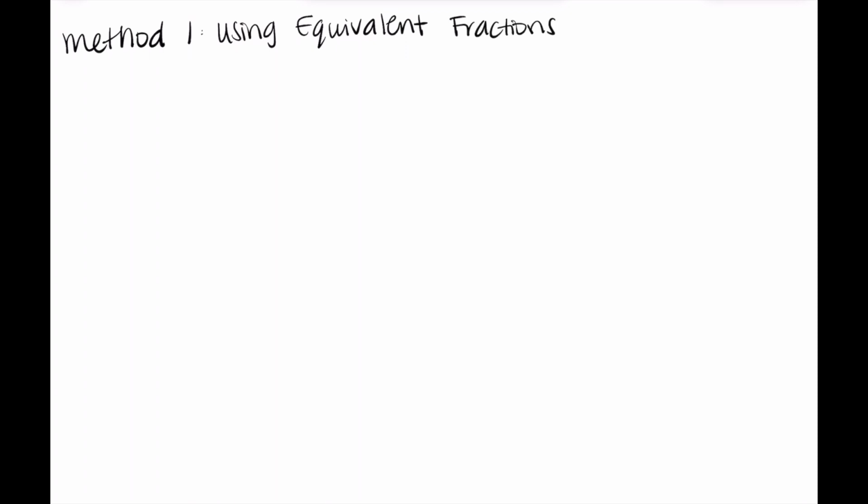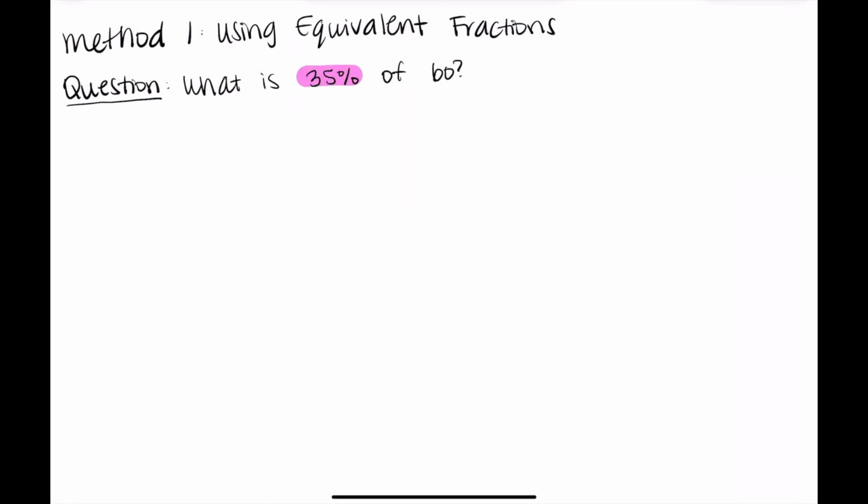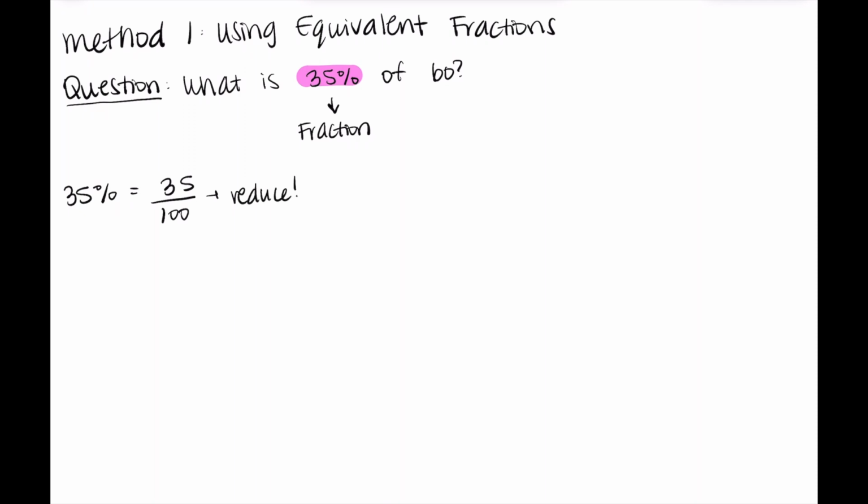As we've said, method one is using equivalent fractions. And the question we're going to have for both methods is going to be the same. The question is, what is 35% of 60? So we're going to decode this question using our first methodology. When we see that 35%, since we're using the equivalent fractions method, we're going to change that 35% into a fraction. And we know that 35% is just 35 over 100, right? If you guys need a refresher on that, please feel free to check out my fractions playlist.